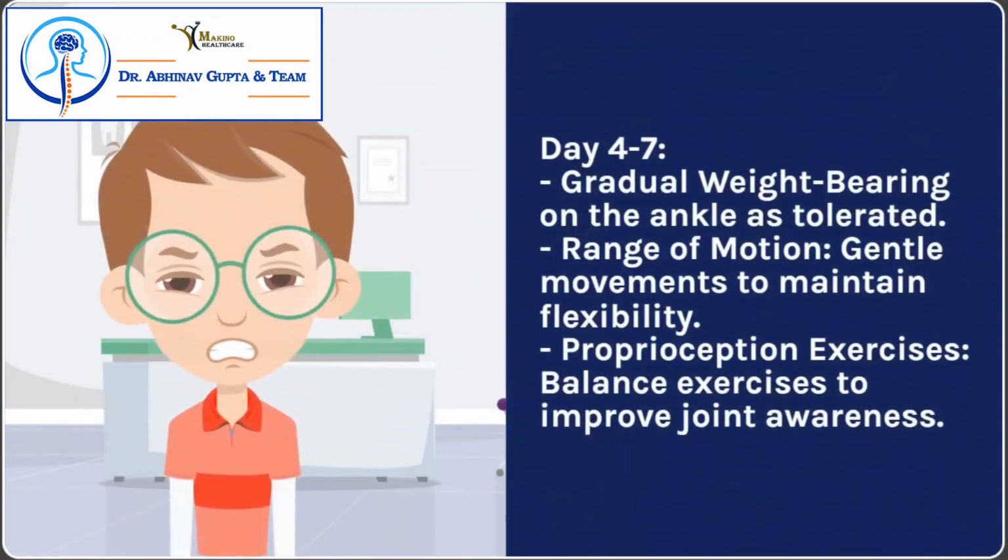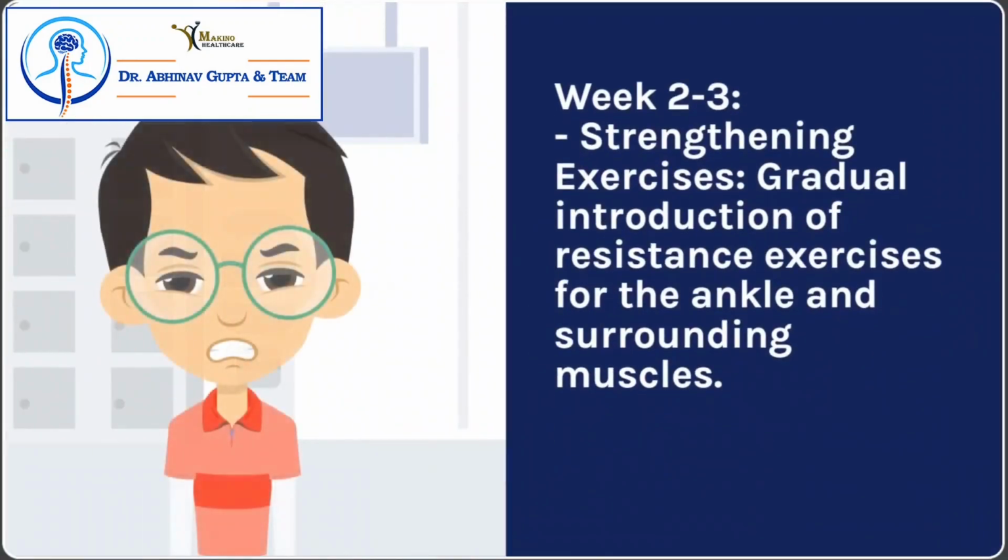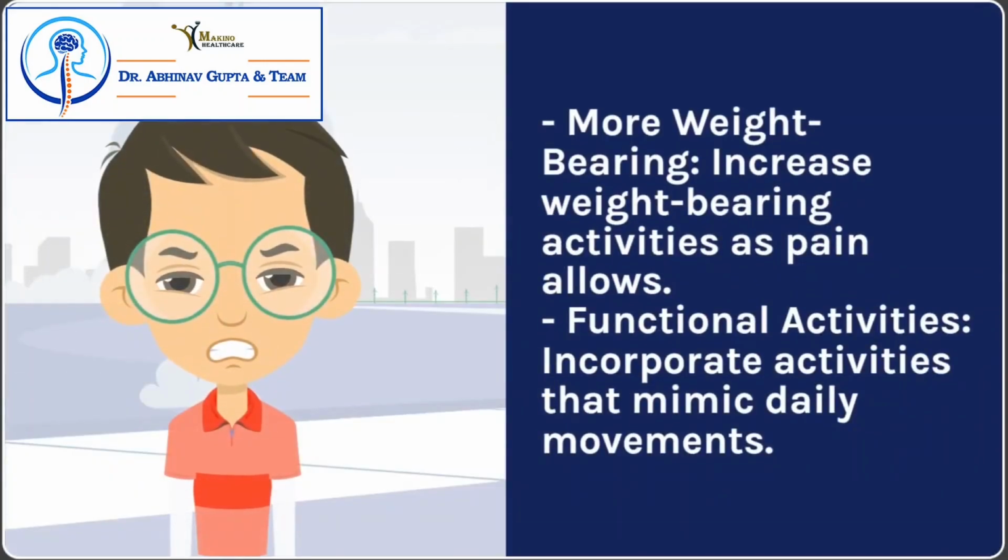Day 4 to 7. Gradual weight bearing on the ankle as tolerated. Range of motion. Gentle movements to maintain flexibility. Proprioception exercises. Balance exercises to improve joint awareness. Week 2 to 3. Strengthening exercises. Gradual introduction of resistance exercises for the ankle and surrounding muscles. More weight bearing. Increase weight bearing activities as pain allows. Functional activities. Incorporate activities that mimic daily movements.